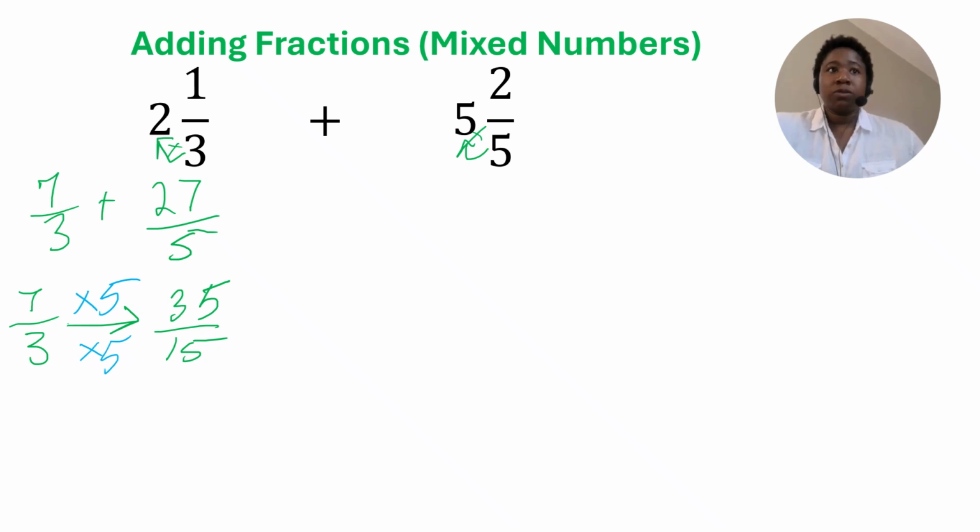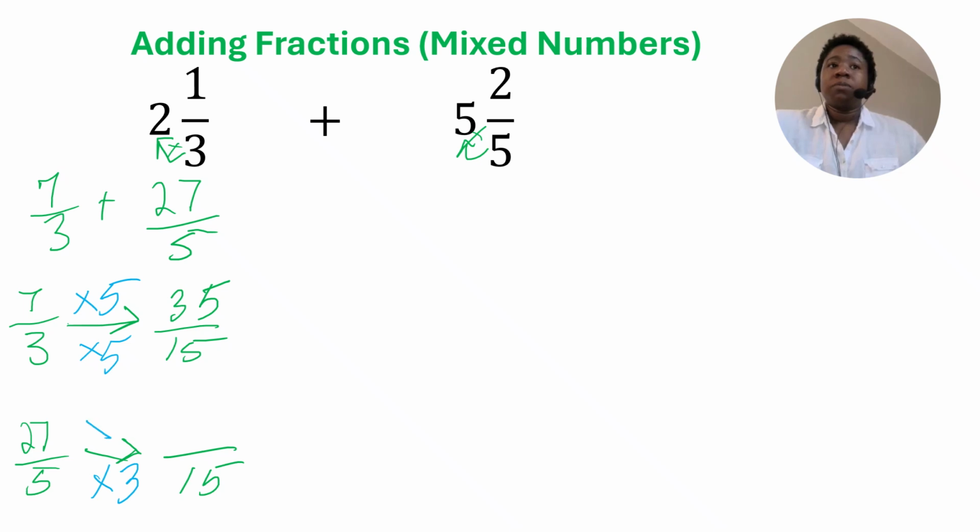So that's the first fraction. Second fraction is 27 over 5. And again, we know that the lowest common denominator is 15. So we ask ourselves again, what do we multiply 5 by to get 15? It's 3. 5 times 3 is 15. So we must multiply the numerator by 3. 27 times 3 is 81. So now that we have a common denominator, we can go right ahead and add the fractions.